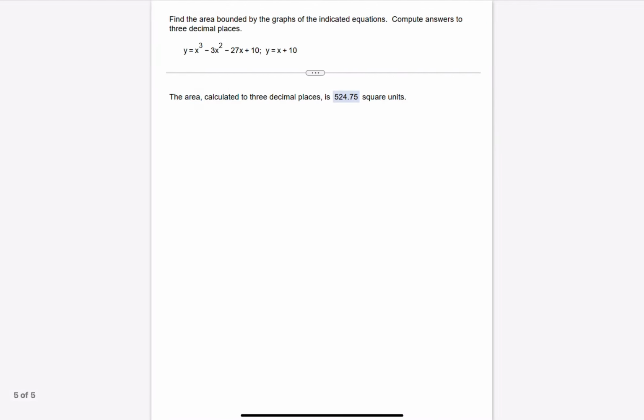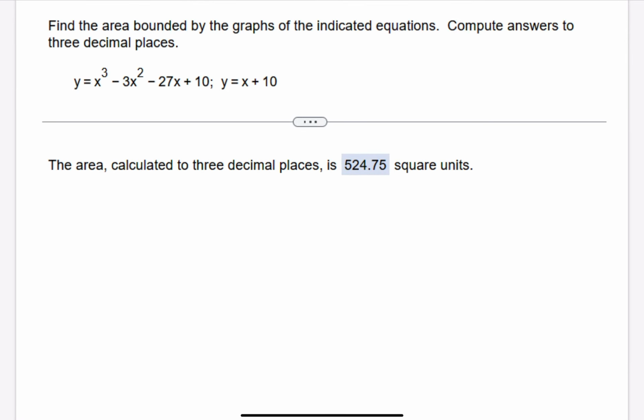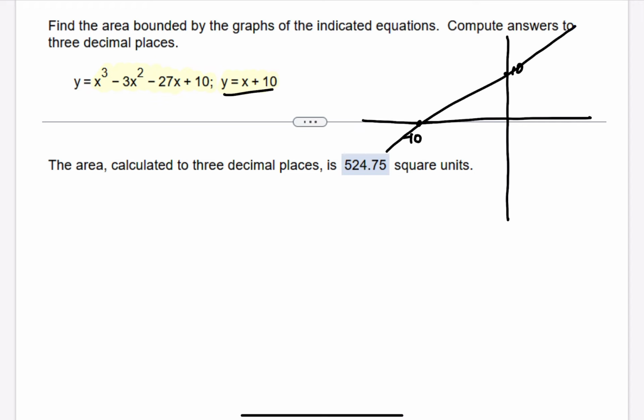Now let's go ahead and take a look at this problem. Find the area bounded by the graph of the indicated equations and compute the answer to 3 decimal places. As you can see, this is a whole cube here, and I have y is equal to x plus 10. So again, I would like to go ahead and graph this. And first I'm going to graph my y is equal to x plus 10 because that is easy. Negative 10, positive 10. I'm going to go ahead and graph that. And this is x cube.